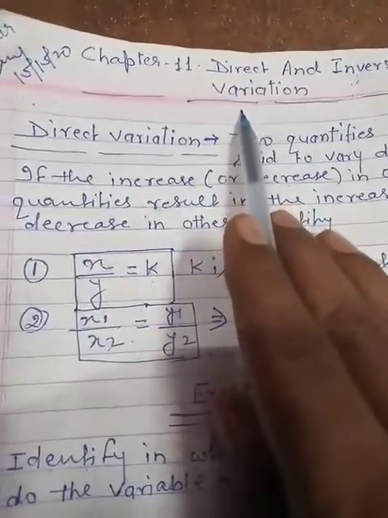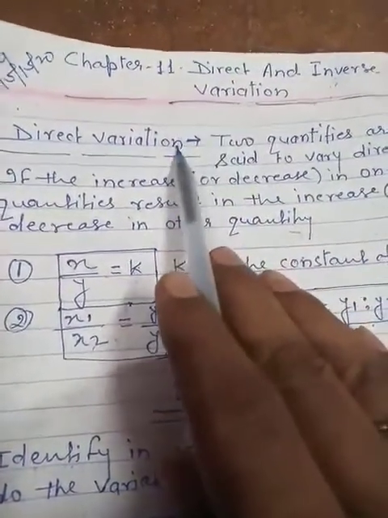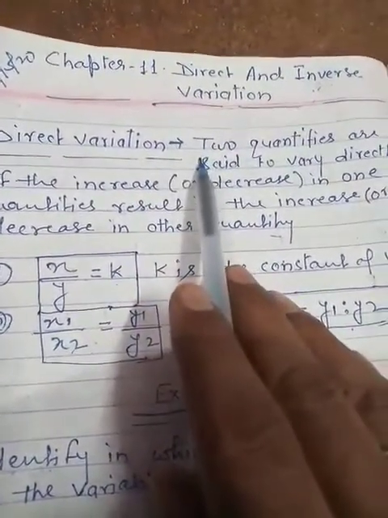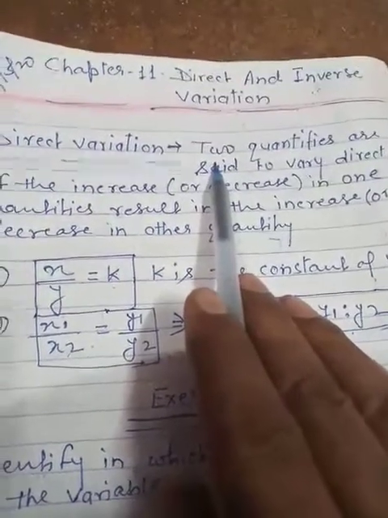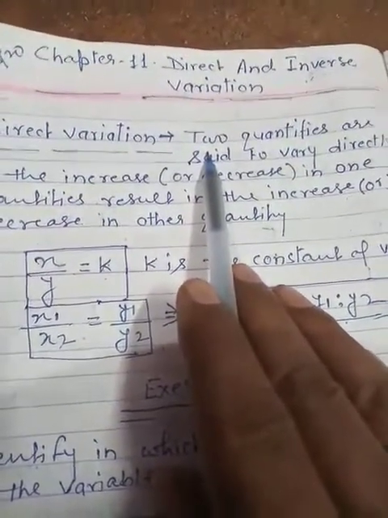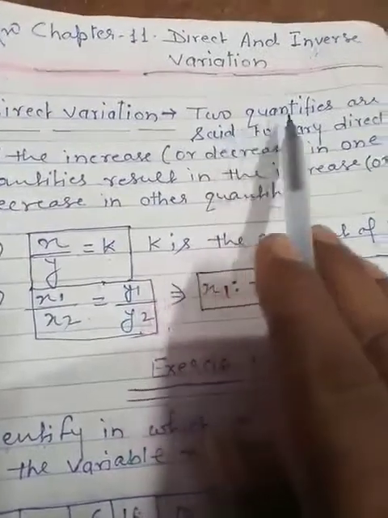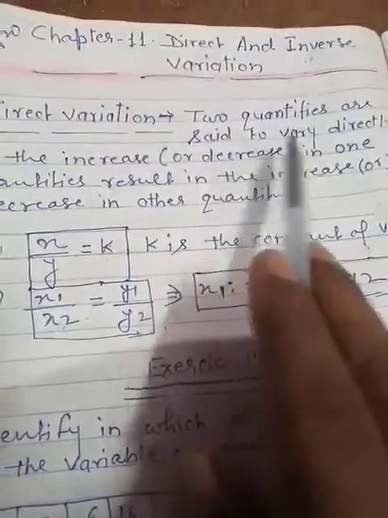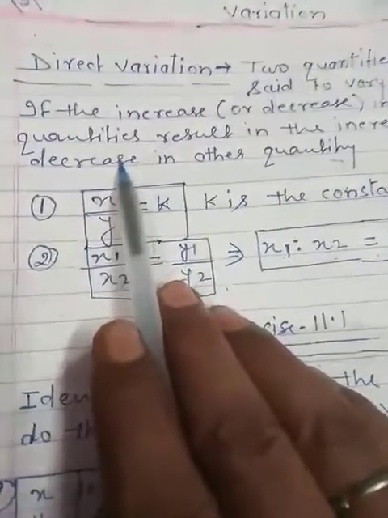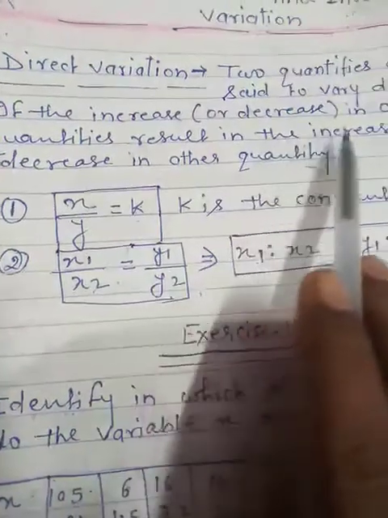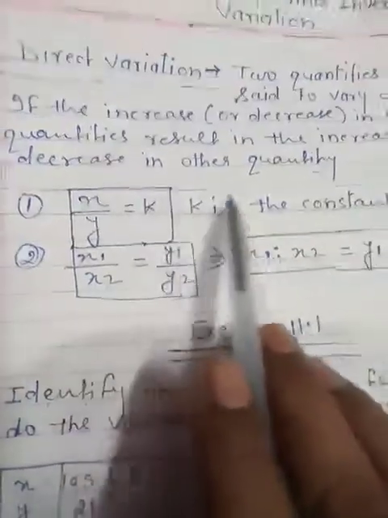Direct variation means there are two quantities. If one quantity increases, the other will also increase, and if one quantity decreases, the other will also decrease. Two quantities are said to vary directly if the increase or decrease in one quantity results in the increase or decrease in the other quantity.